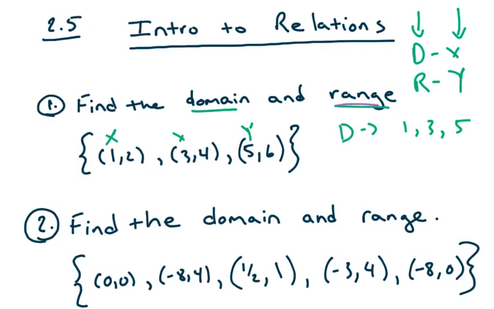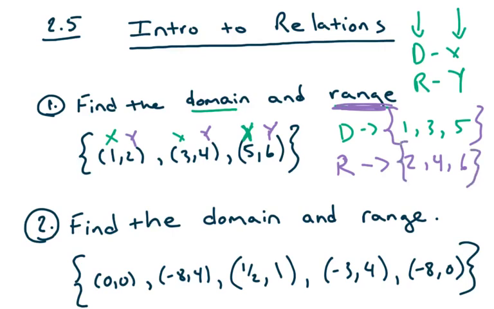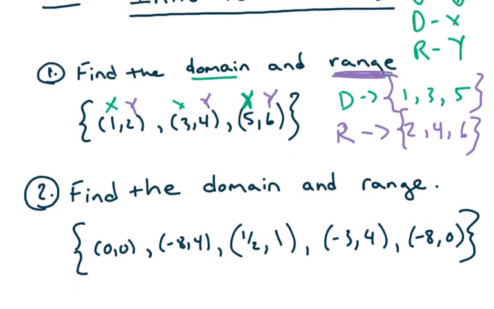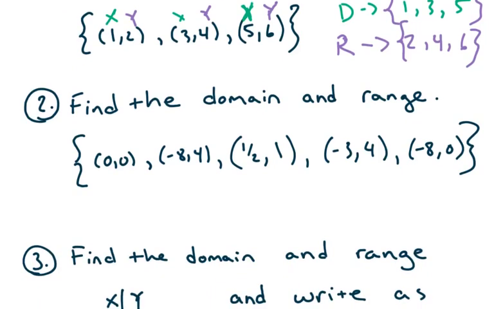And my range is going to consist of the y values, so 2, 4, and 6. I do not know why I wrote a Y when this should have been an X. Okay, so that would be 2, 4, and 6. And there we have it. And we can see this written. I think this is the way your book is going to write it. Okay, so go ahead, pause the video, try this one.